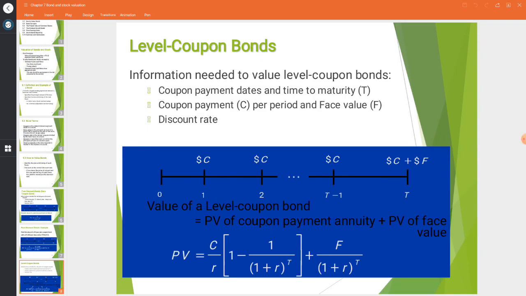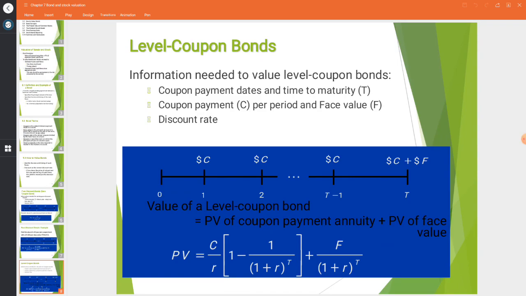But as you see, to determine the present value of this type of bond, you must determine the present value of two cash flows, a PV of coupon payment annuity plus a PV of face value. Since you are going to have a fixed coupon over a fixed period of time, this is an annuity cash flow. To determine its PV, this will be done by C over R multiplied by 1 minus 1 discounted by 1 plus R power to T.